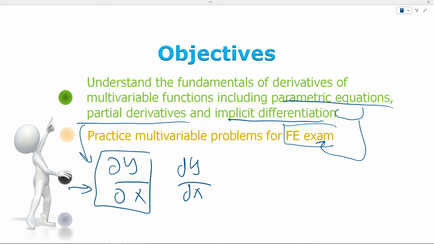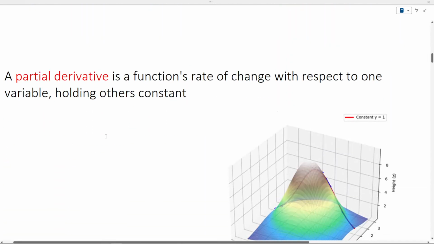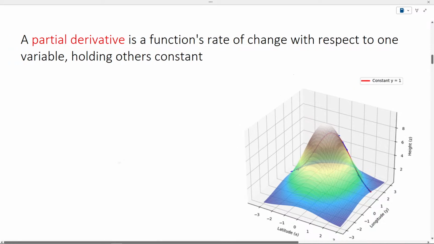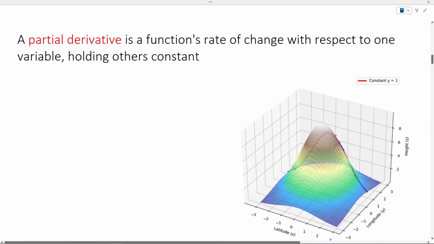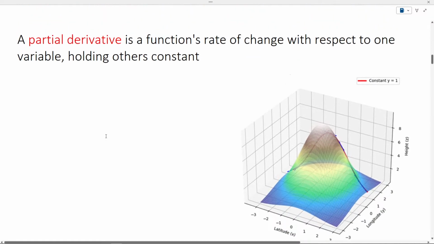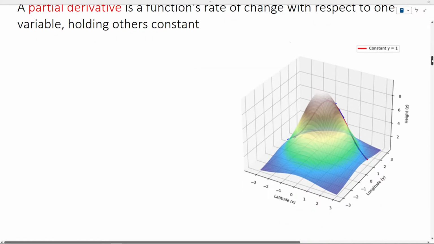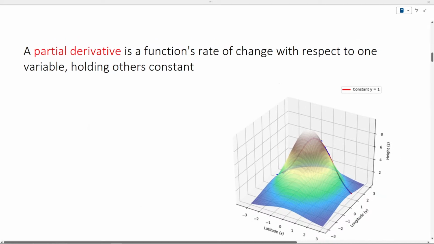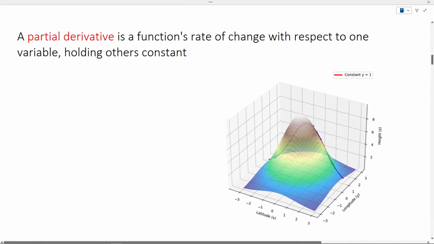Okay, so let's understand what this is. Let's read and see what it is. A partial derivative is a function's rate of change with respect to one variable, holding the others constant. That is basically what it is.